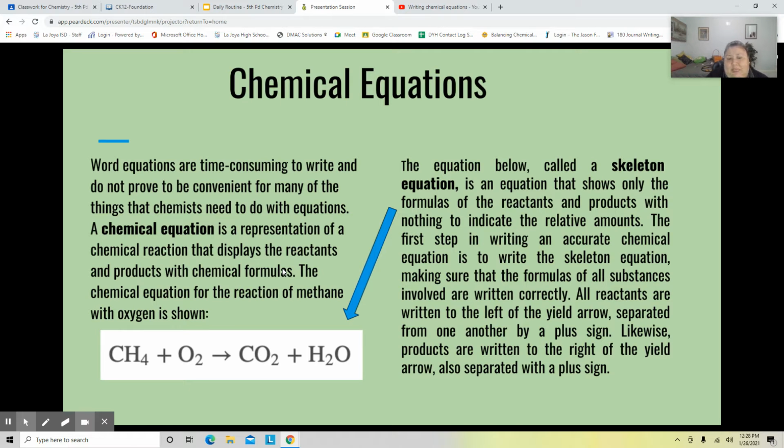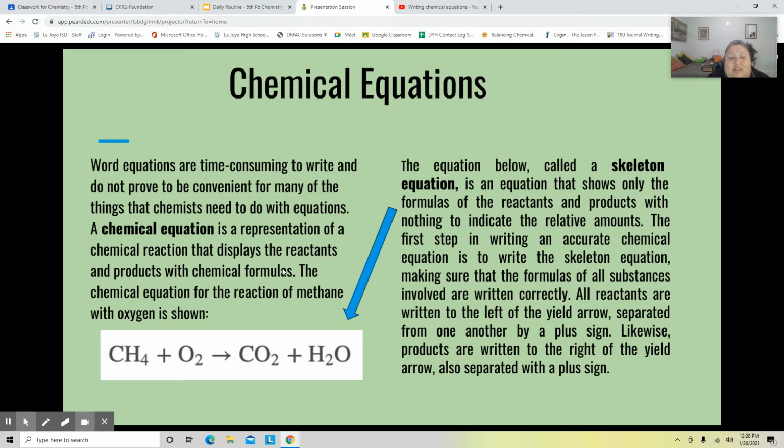Yesterday, I believe we had the word equation for the reaction of methane with oxygen, right? We saw that word equation set up for us. And methane, the formula for methane, is now shown, CH4. The formula for oxygen gas is shown, O2. And our products, carbon dioxide and water, we have the formulas, CO2 plus H2O.